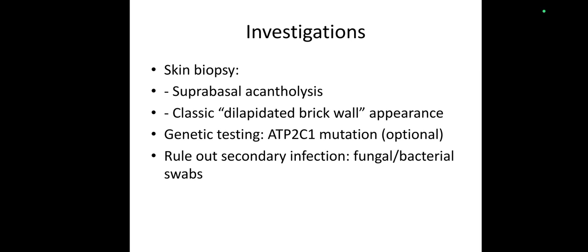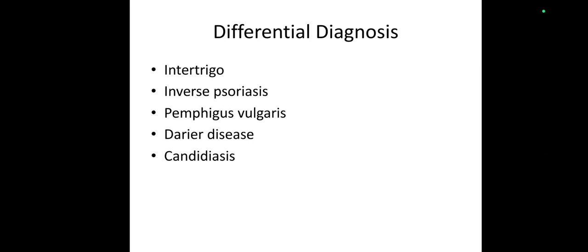Investigations conducted were skin biopsy, showing suprabasal acantholysis with the classic dilapidated brick wall appearance. Genetic testing showed ATP2C1 gene mutation. Rule out secondary fungal or bacterial infection with a swab. Differential diagnosis includes intertrigo, inverse psoriasis, pemphigus vulgaris, Darier disease and candidiasis.